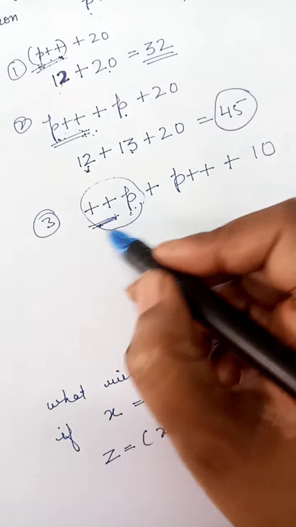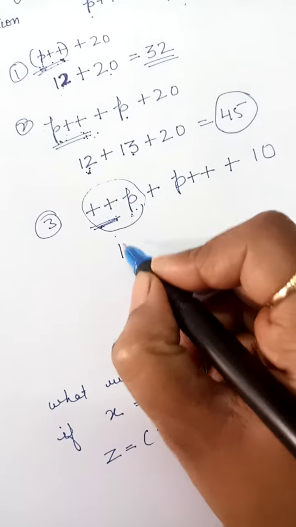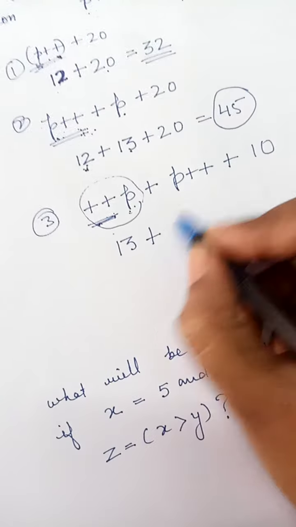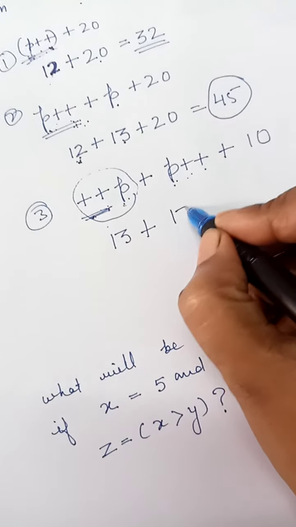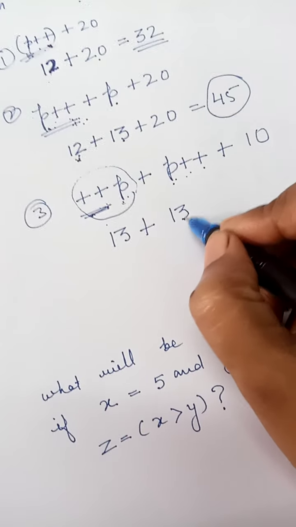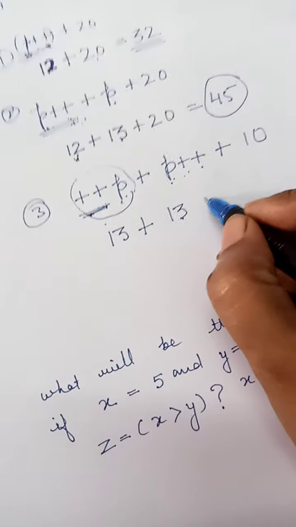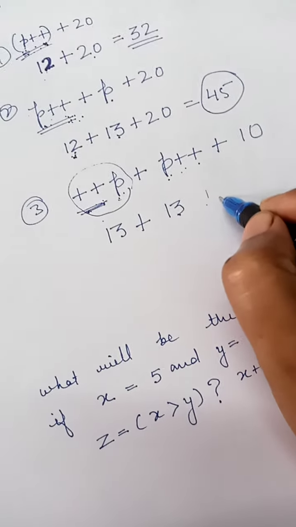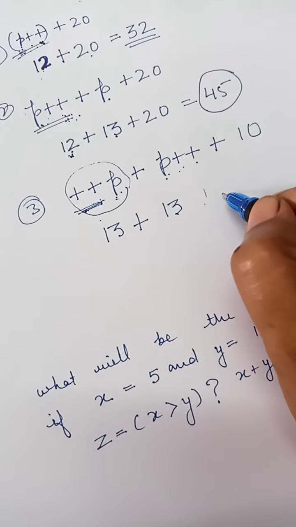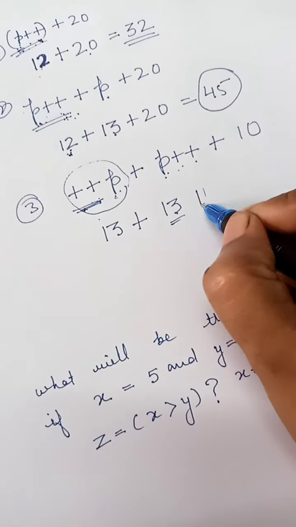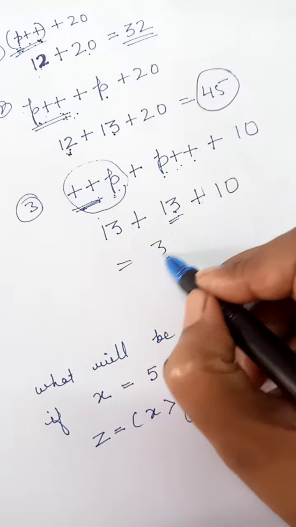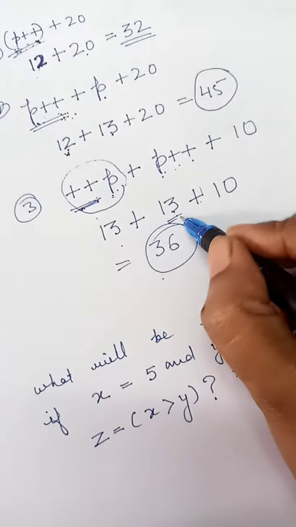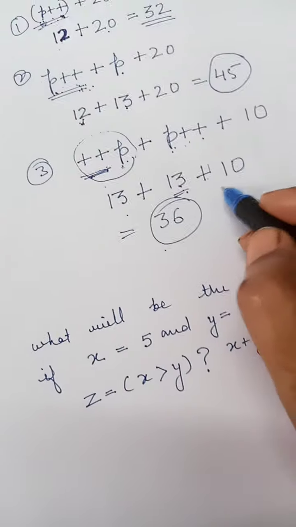So change the value first, plus 1 means 13, then p++. Now use then change: use 13, after that p will become 14. If we had to write p after this, the value of p would be 14 after this expression. But we have to add 10. So the answer will be 36: 13 plus 13 is 26, then plus 10, 36.